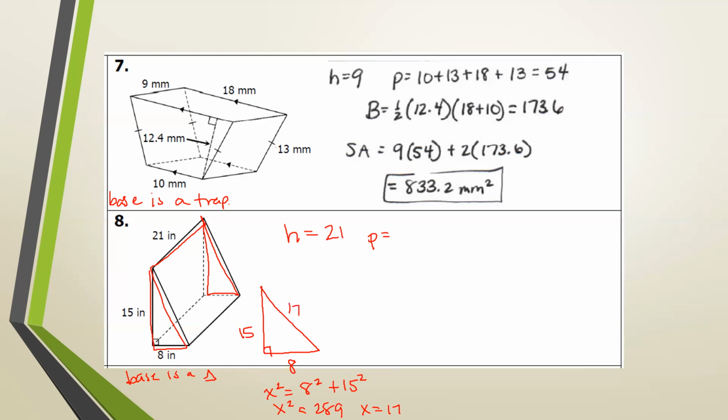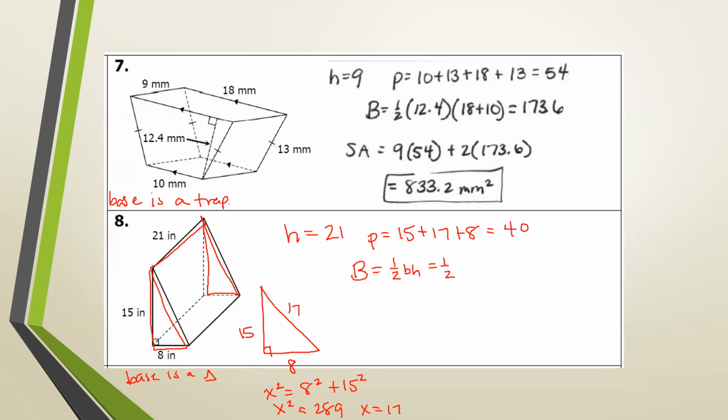Now I can find the perimeter of the base. 15 plus 17 plus 8. So the perimeter of my base is 40. Now I need to find the area of my base. My base is a triangle. 1/2 times its base times its height.